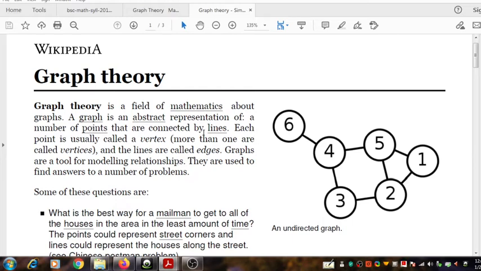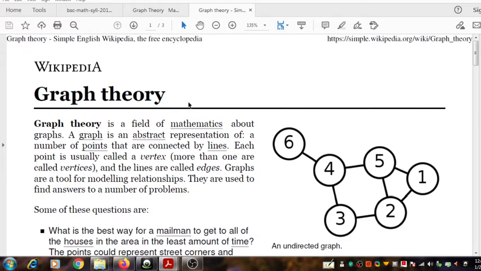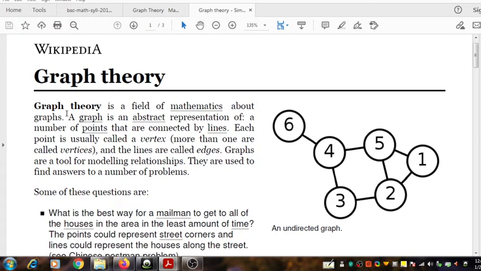And this page is taken from Wikipedia on graph theory. What's the meaning of graph theory? Graph theory is a field of mathematics which studies graphs.